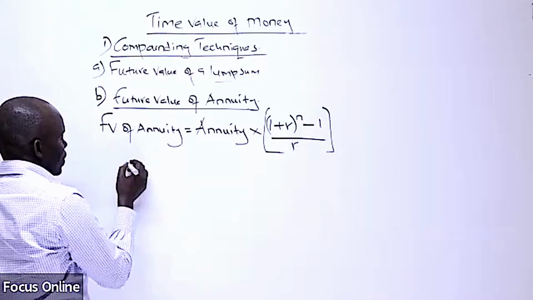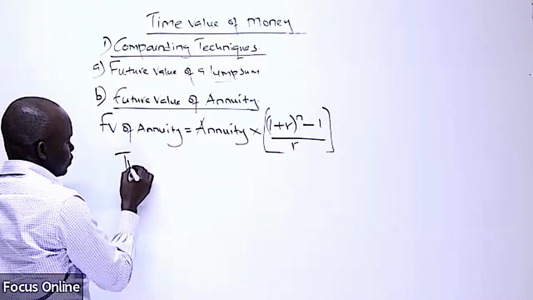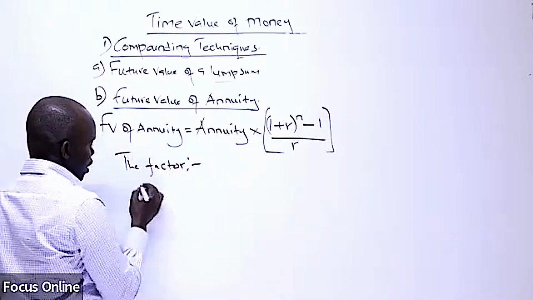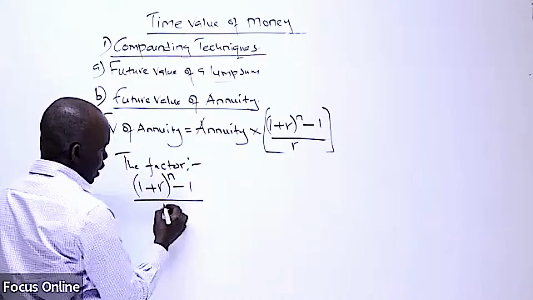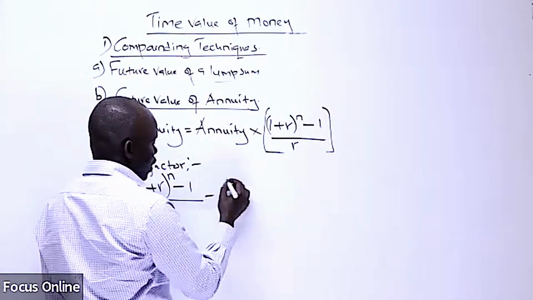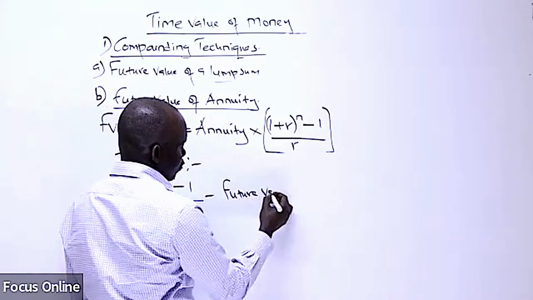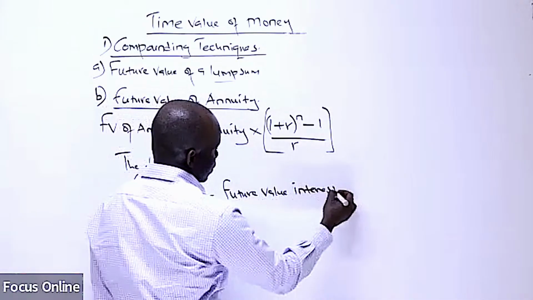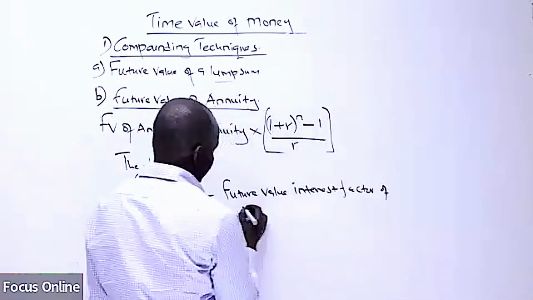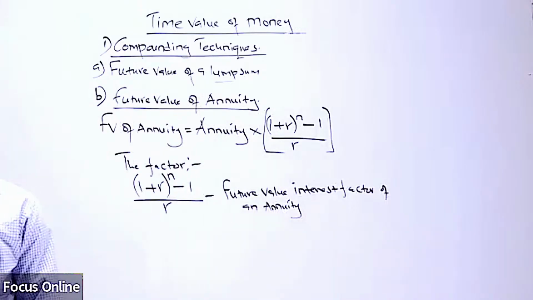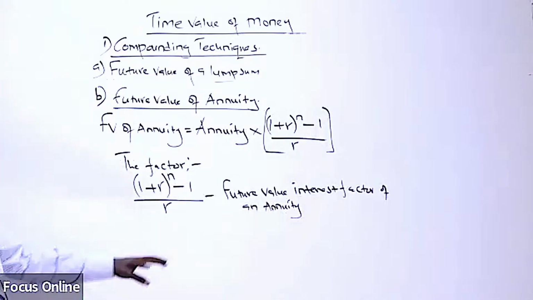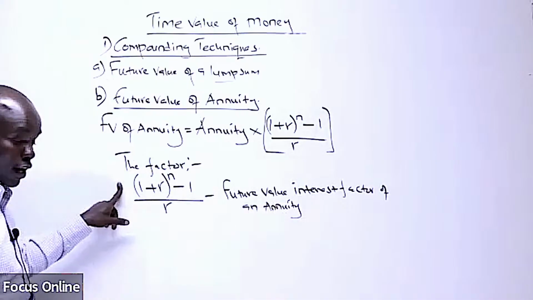This factor, 1 plus r power n minus 1 over r, is called the future value interest factor of an annuity. Future value interest factor of an annuity. This one.